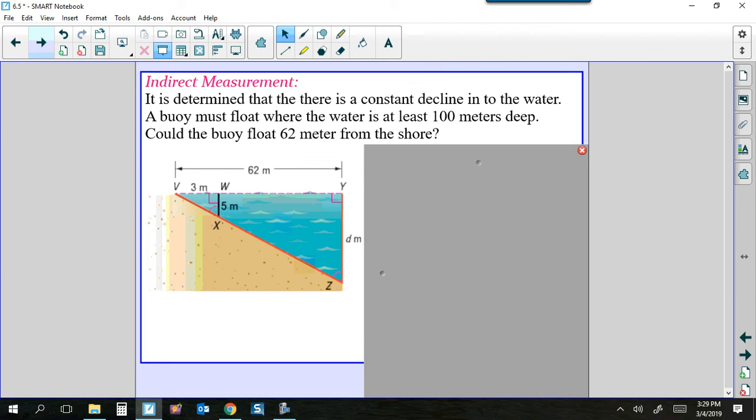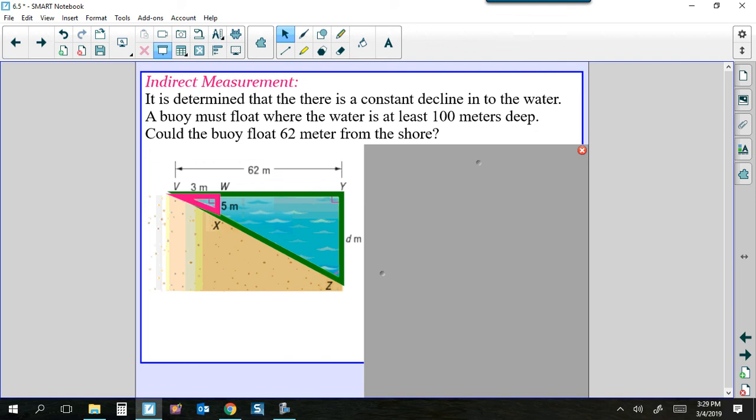All right, so hopefully you guys see your two triangles. Your first triangle is right here with the 3 and the 5. So your distance out to that point W, and then the depth. Your second triangle is going to be 62 and D. Hopefully you didn't get 65. You didn't add the 3 and the 62. Hopefully you noticed that I am giving you V to Y. You didn't need to figure it out.